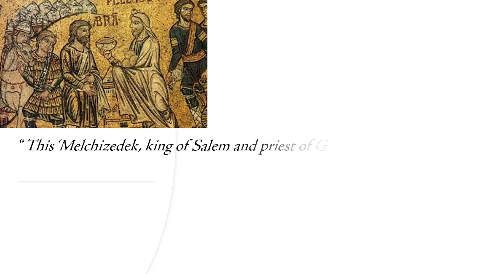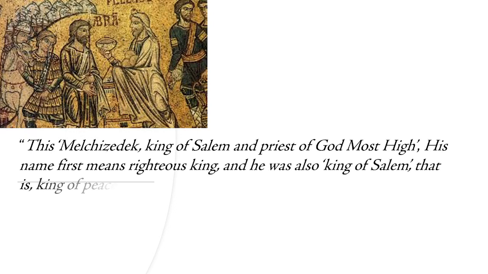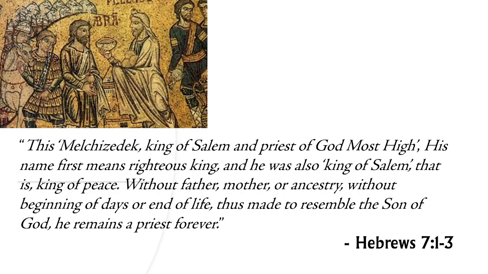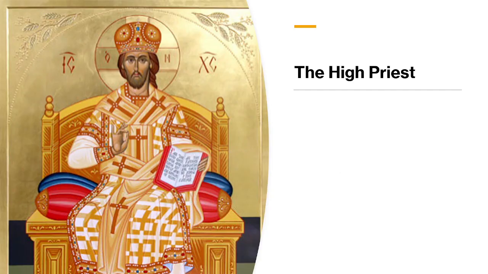He says, "This Melchizedek, king of Salem and priest of God Most High, his name first means righteous king, and he was also king of Salem or Shalem, that is, king of peace." Now, Shalem is the Hebrew word for peaceful. So, king of peace, it makes sense because of the Hebrew there. And he adds, "Without mother or father or ancestry, without a beginning of days or end of life, thus made to resemble the Son of God, he remains a priest forever." So he's drawing this connection of this mysterious high priest who brought bread and wine, and Jesus is shown to be the new high priest.